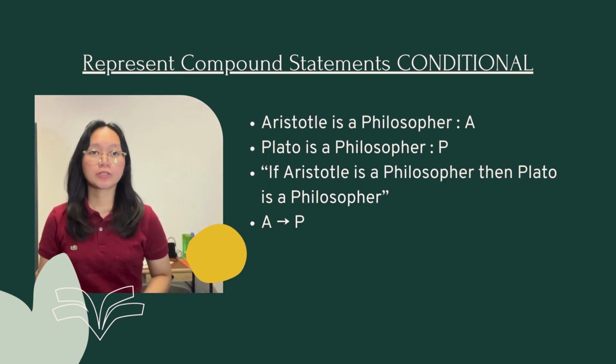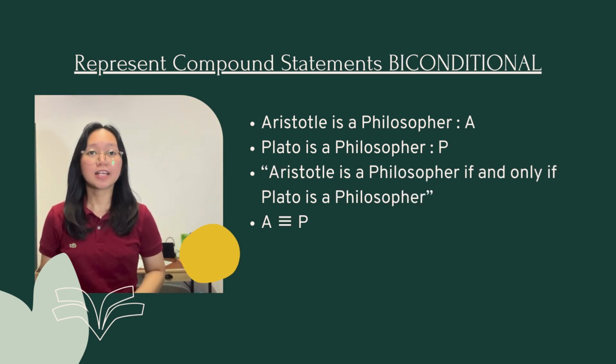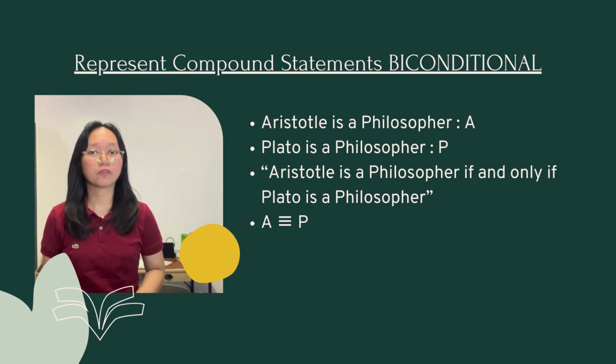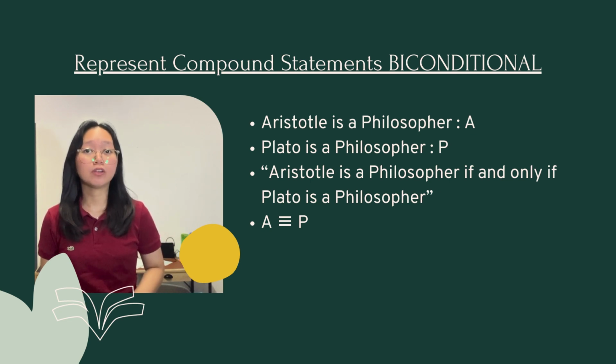Moving on to the conditional, using the same two simple statements we used earlier. We know that conditional compound statements are connected by the words if and then. So our statement would be, if Aristotle is a philosopher, then Plato is a philosopher. Lastly, let's take a look at the same example but now with the biconditional connective. We know that if it is biconditional, the statement uses the phrase if and only if. Now, the biconditional statement reads as Aristotle is a philosopher if and only if Plato is a philosopher.